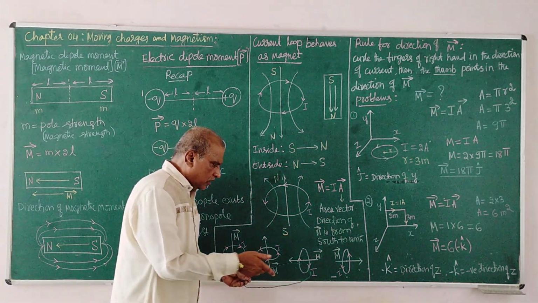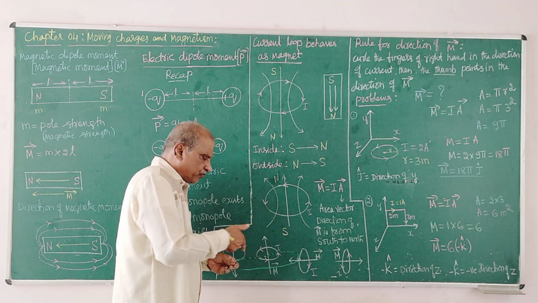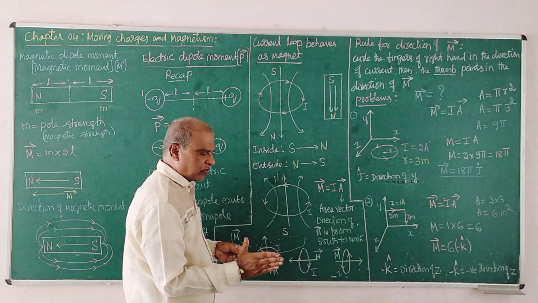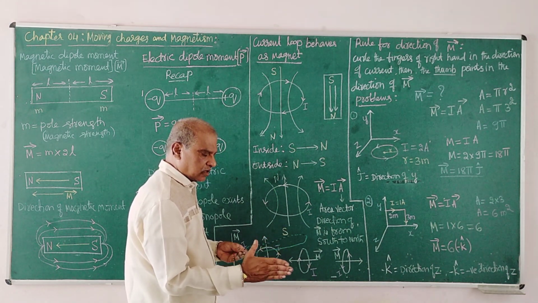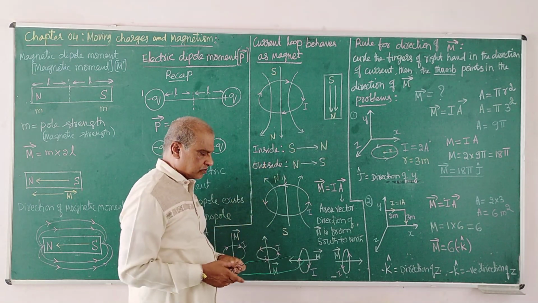Here, for reversing the current in this direction, the alignment is this. So swing or curl your fingers like this. See, this will indicate the direction, upward direction, for this alignment.